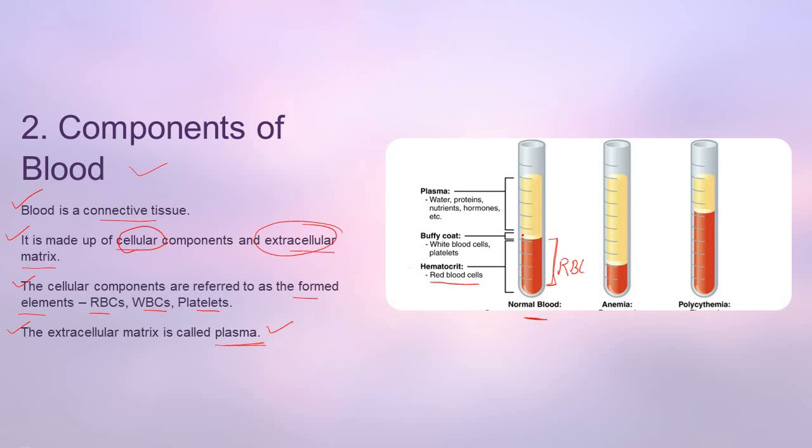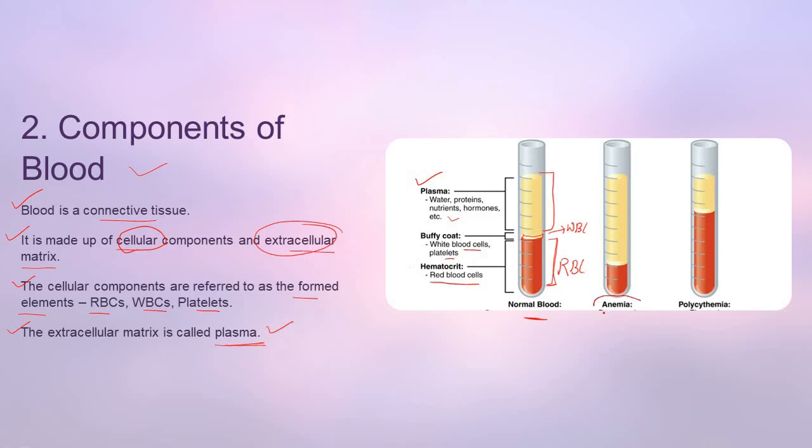In our test tube, you can see this thin white mark, which is called the buffy coat, containing white blood cells and platelets together. This is WBC, and the pale yellow colored material is plasma, which is abundant in the blood, and it contains water, protein, nutrients, hormones, etc.